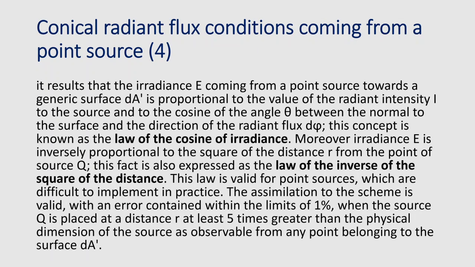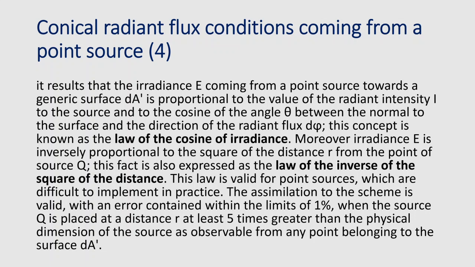Alright, it results that the irradiance E coming from a point source towards a generic surface dA1 is proportional to the value of the radiant intensity I of the source and to the cosine of the angle theta between the normal to the surface and the direction of the radiant flux d phi. This concept is known as the law of the cosine of irradiance. Moreover, irradiance E is inversely proportional to the square of the distance r from the point source Q. This fact is also expressed as the law of the inverse of the square of the distance.